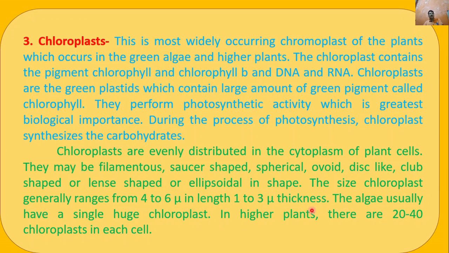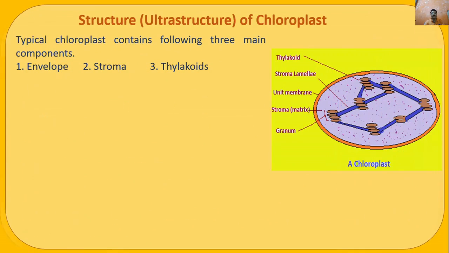The algae usually have a single huge chloroplast, and in higher plants there are 20 to 40 chloroplasts in each cell. Now we will learn about chloroplast in detail. We will start to see chloroplast from its structure, then we will proceed to the functions and chemical composition of chloroplast. So first of all, we will see the structure and ultrastructure of chloroplast.